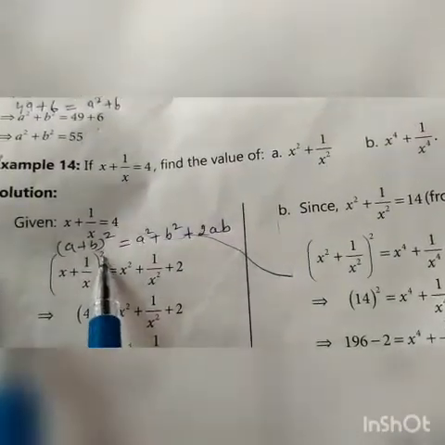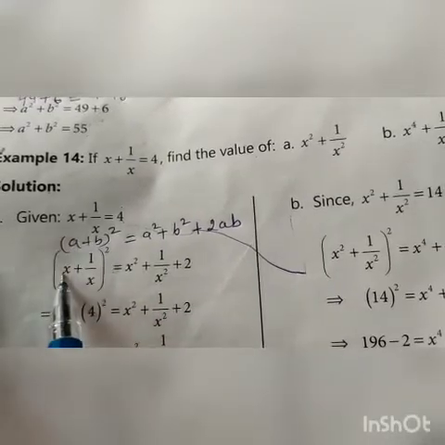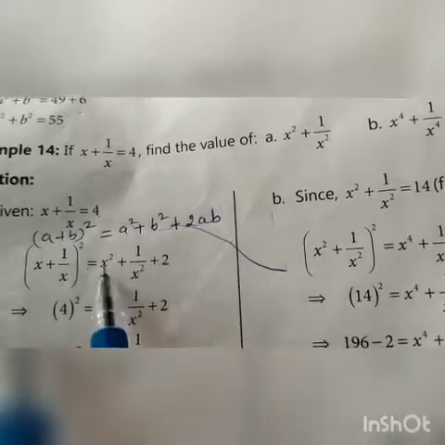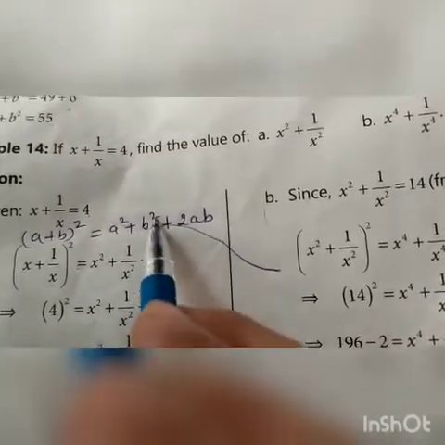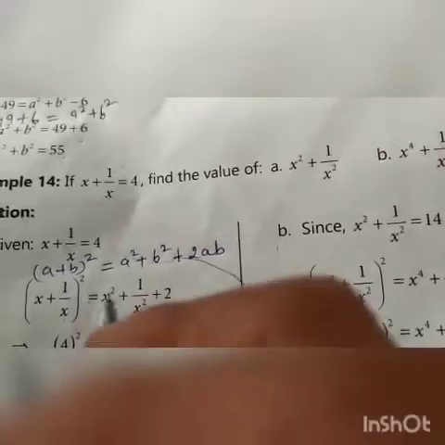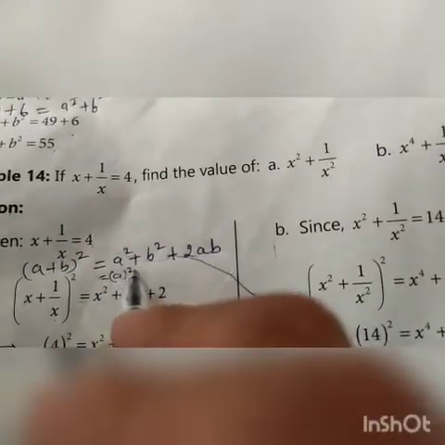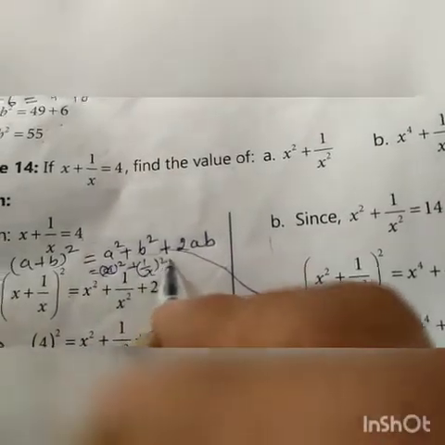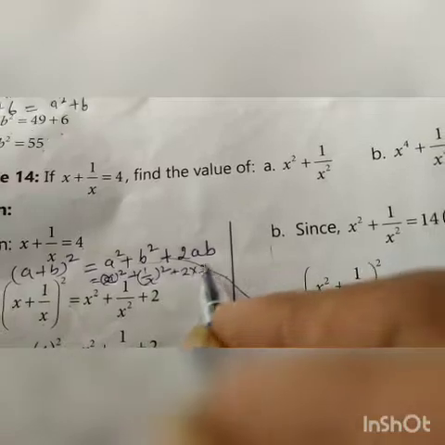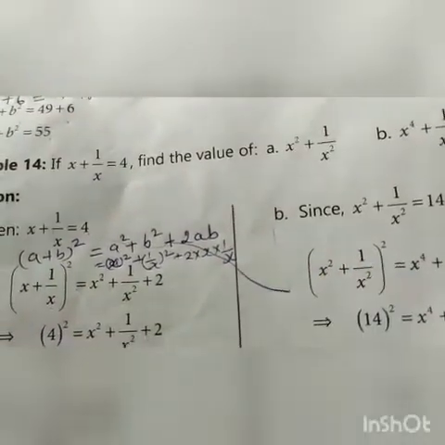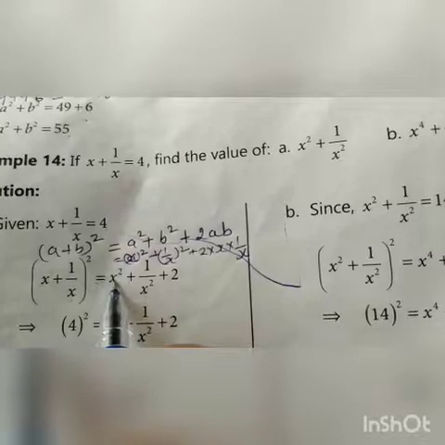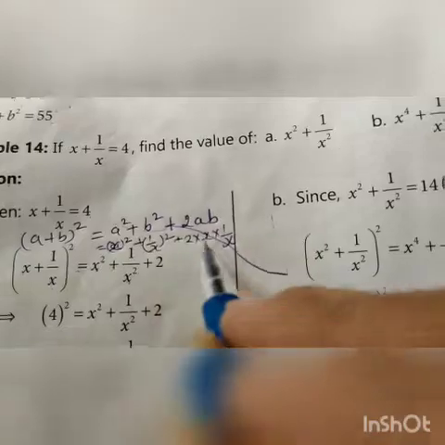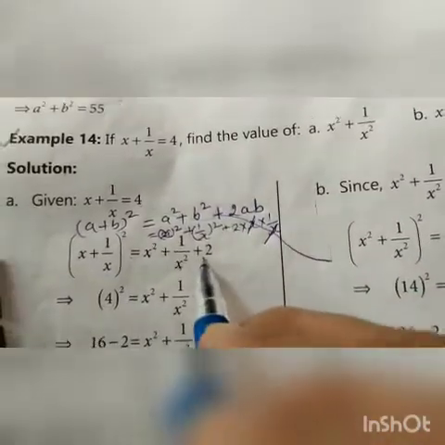x plus 1 upon x whole square is equal to, the value of a is x and the value of b is 1 upon x. So a square will become x square, plus b square will become 1 upon x square, or we can write one more line, x whole square plus 1 upon x whole square plus 2 multiply x multiply 1 upon x. So x plus 1 upon x whole square is equal to x square plus 1 upon x square. X cancels, so it will become plus 2.